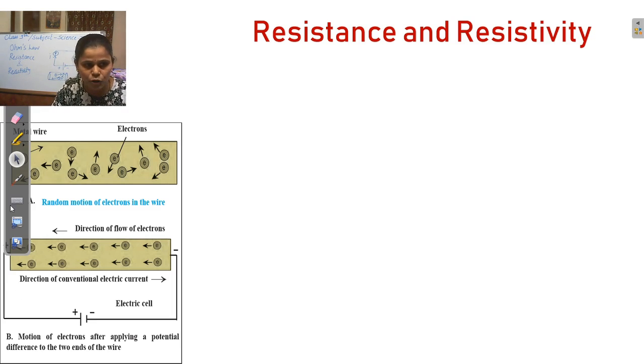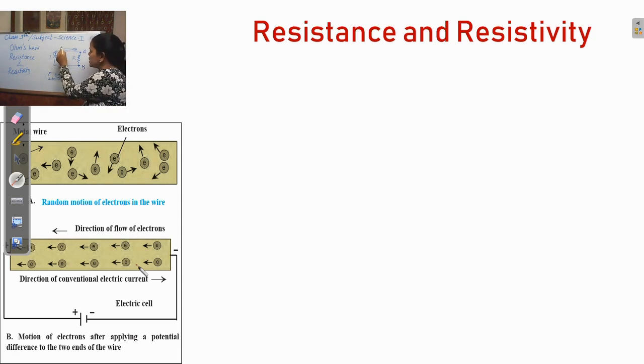These moving electrons strike the atoms and ions which lie along their path. Such collisions of these electrons with the ions cause a hindrance to the flow of electrons, that means they oppose the current. Understand?